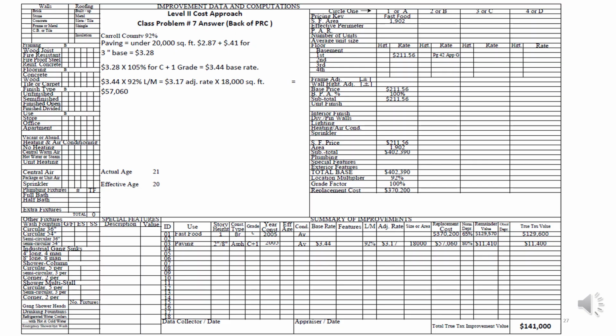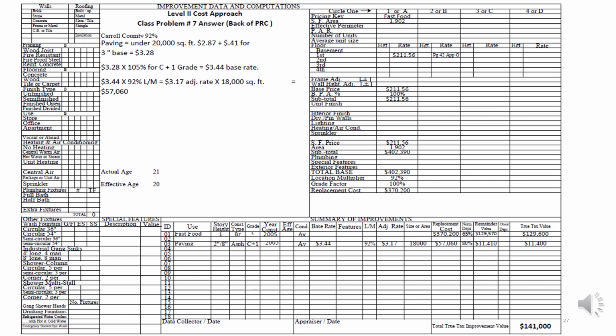also 402,390. We're going to take that times our location multiplier of 92%. Our quality grade factor percent is 100 because it was a C grade, so that's going to give us a replacement cost of $370,200. We're going to carry that replacement cost down to the replacement cost column in the summary of improvement section. So our use is fast food. The story height is 1. Construction type is brick. Our grade is a C. The year it was constructed is 2005, and it's an average condition.